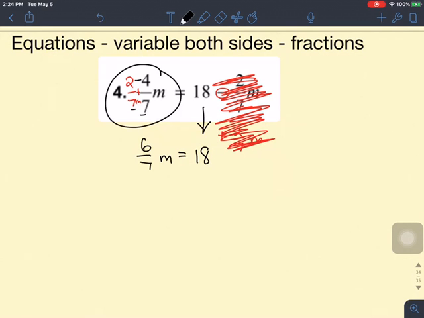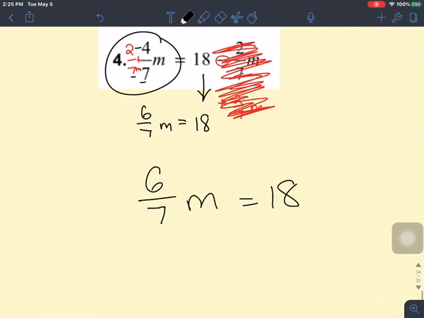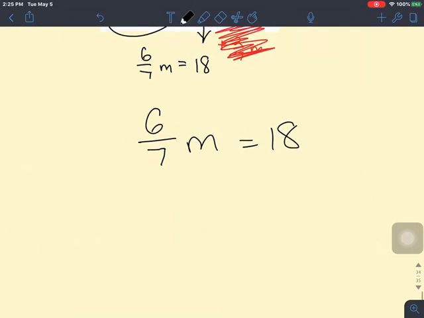So I'm going to create some more room. 6/7 m equals 18. And you might be looking at this and going, well, gosh, I'm not sure what to do with this. Relax. I know that when you see fractions, you freak out and you're like, I can't do fractions. I've been teaching math for over 20 years, and still to this day, half of my class freaks out when it comes to fractions. Relax. This is actually pretty simple.